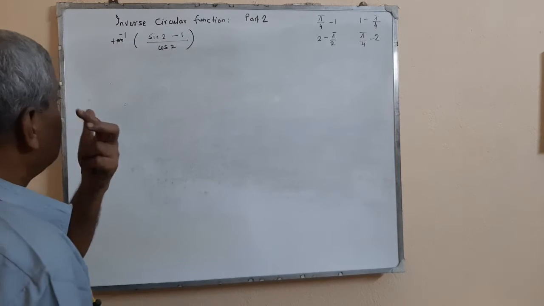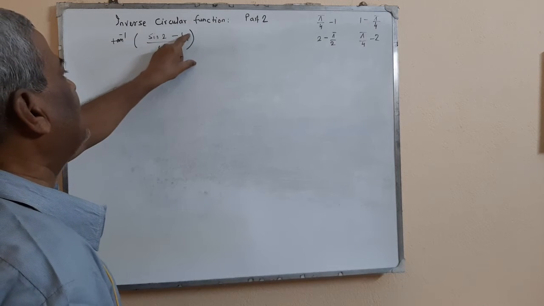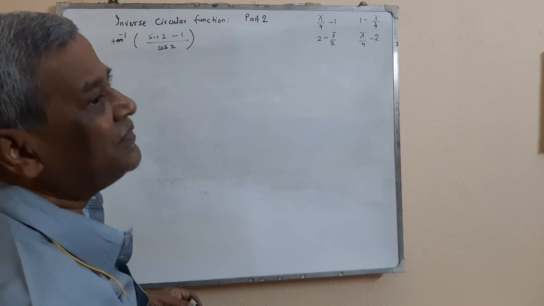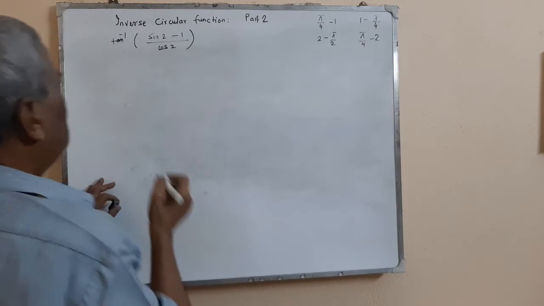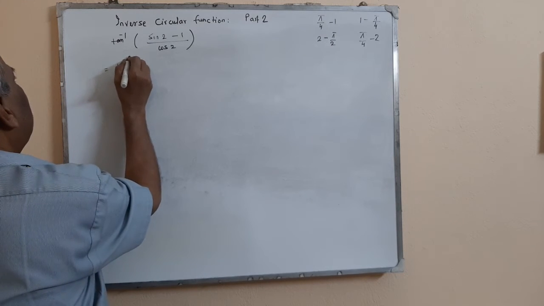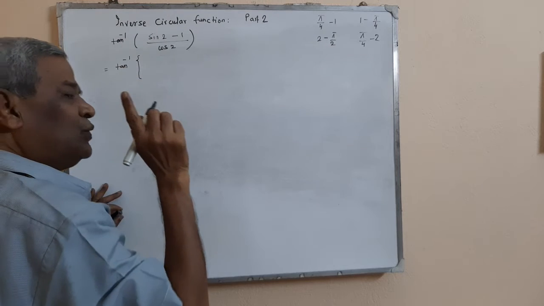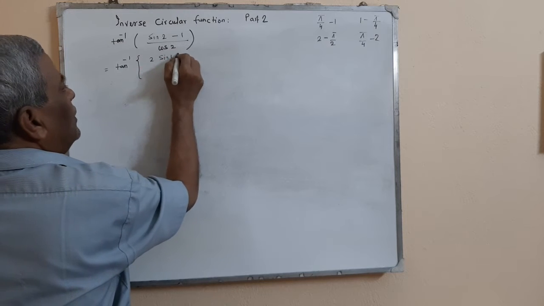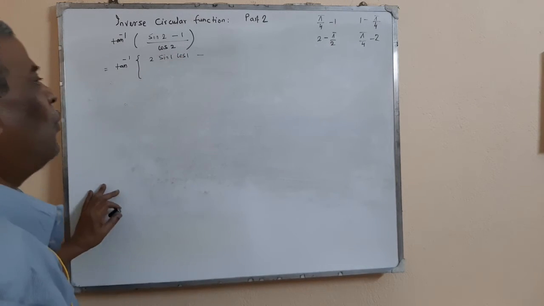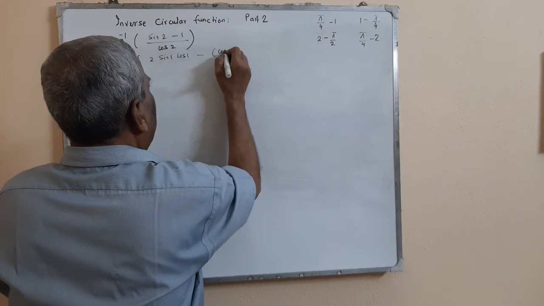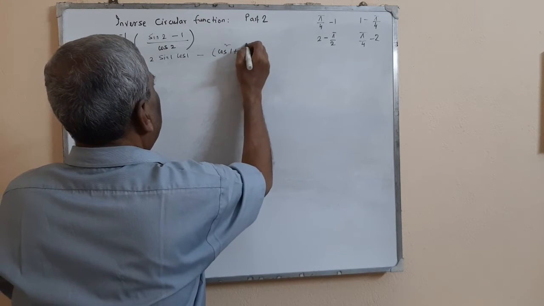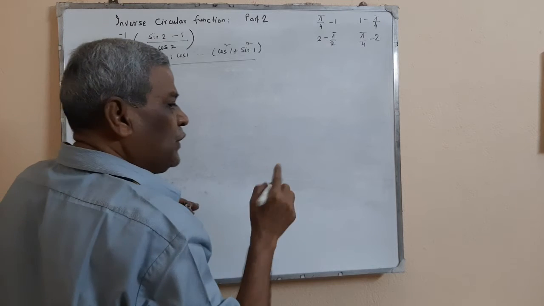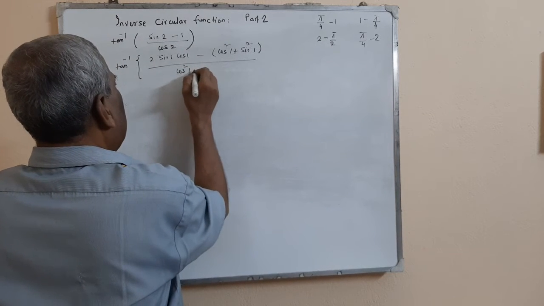Here is the given expression, tan inverse of sine 2 minus 1 by cos 2. This sine 2 and this 2 are not in degrees, they are given in radians. So this becomes tan inverse of sine 2 into 1, that is 2 sine 1 cos 1, minus 1, which is sine square 1 plus cos square 1, by cos 2 into 1, so it is cos square 1 minus sine square 1.